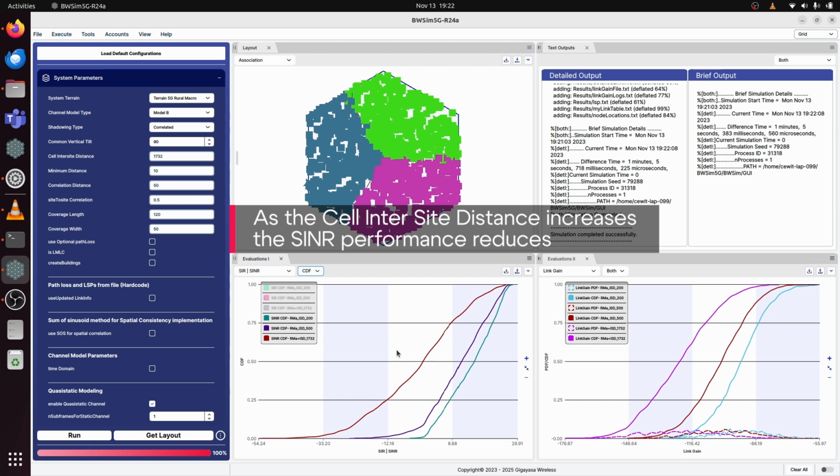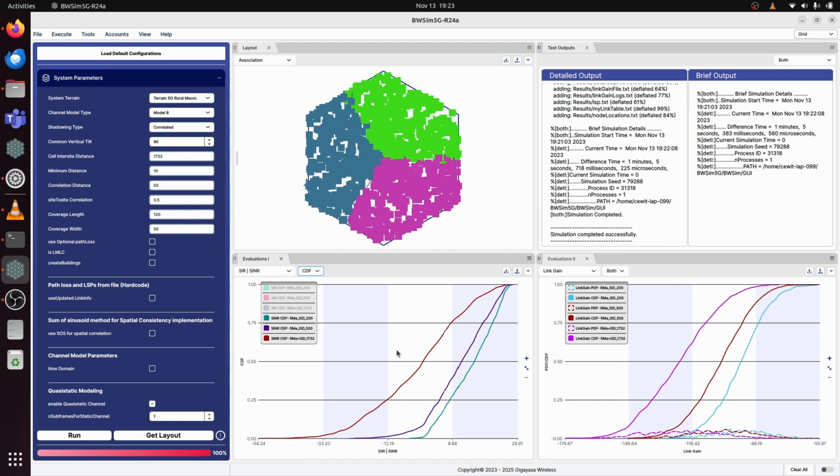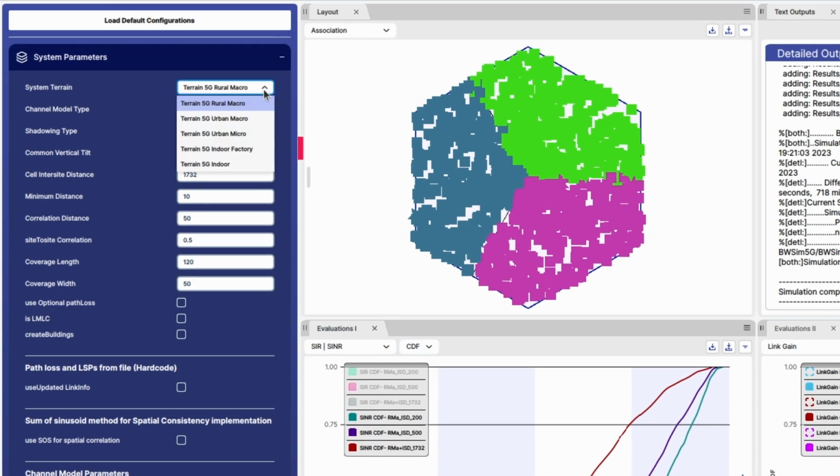From this graph, we can notice that as the intersite distance increases, the performance based on SIR and SINR decreases. From the video on interference, I would like to repeat again that the SINR is the ratio of signal power to the sum of interference plus noise power. So when you increase the size of the cell, the user equipments farther away from the BS experience lesser power, thereby causing this behavior. Where this experiment differs is we will further proceed to plot the same intersite distances for another terrain, that is the urban macro terrain.